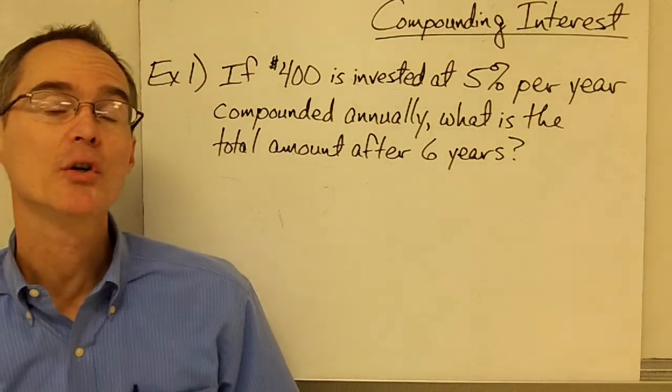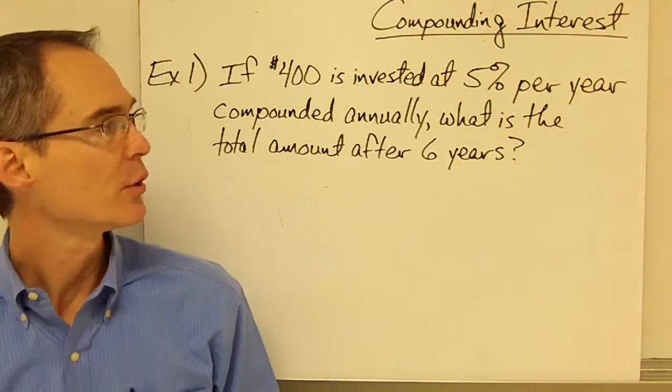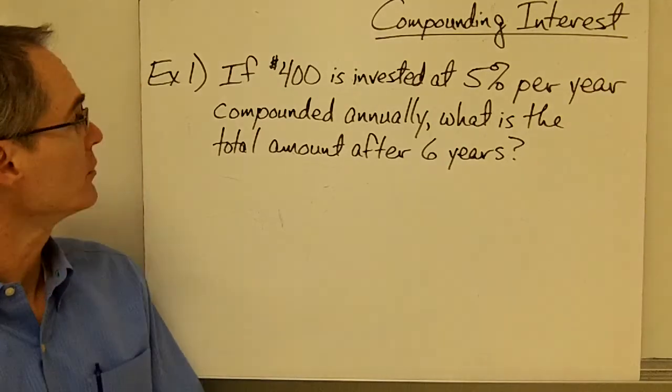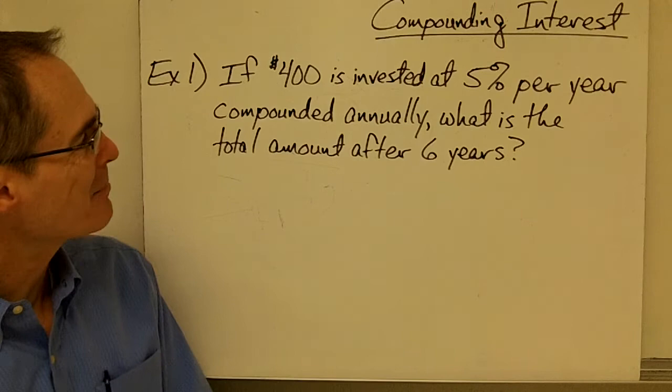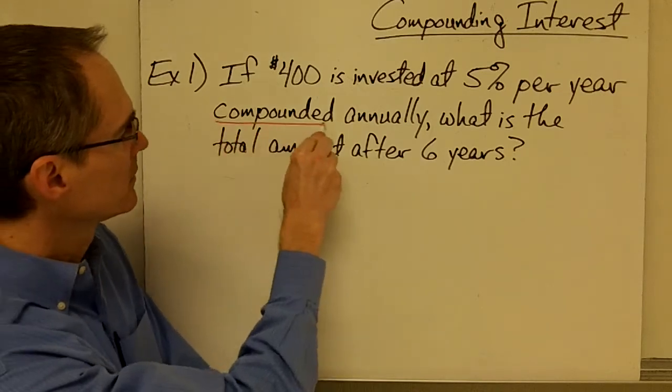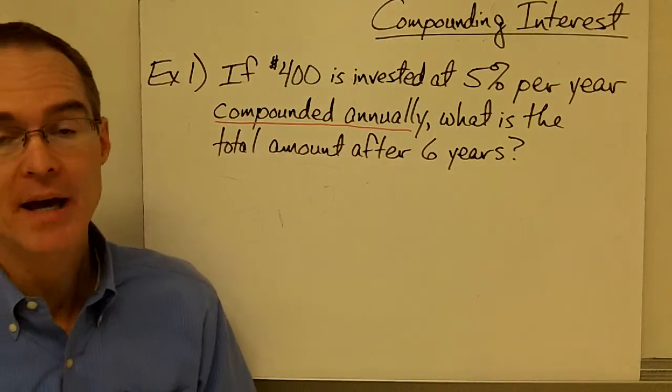Okay, in this video we're going to look at compounding interest. So let's take a look at example number 1 from your notes. If $400 is invested at 5% per year, compounded annually, what's the total amount after 6 years?